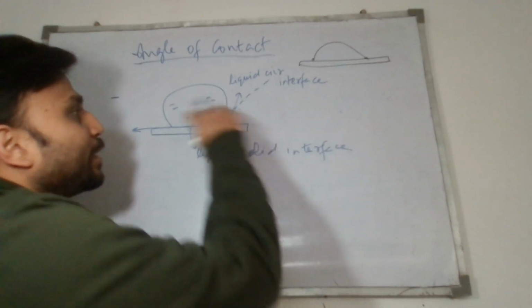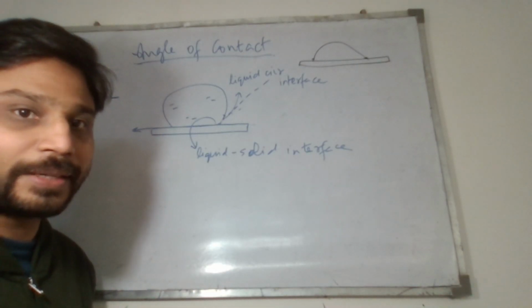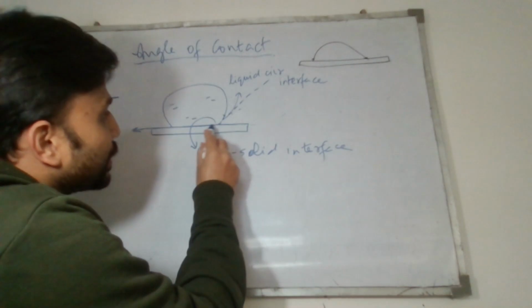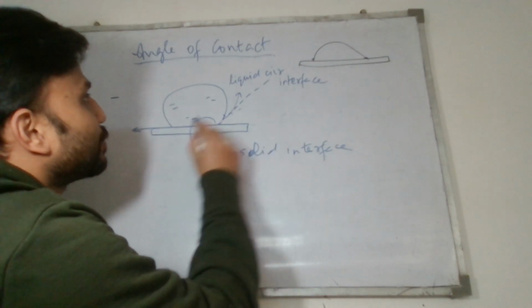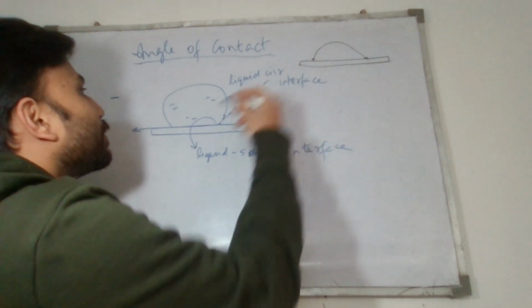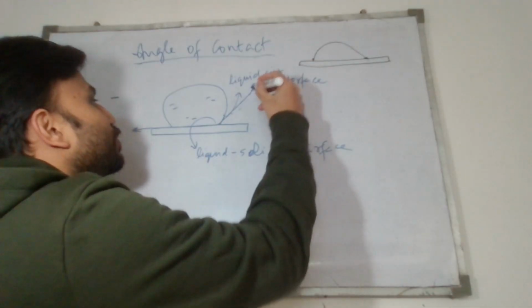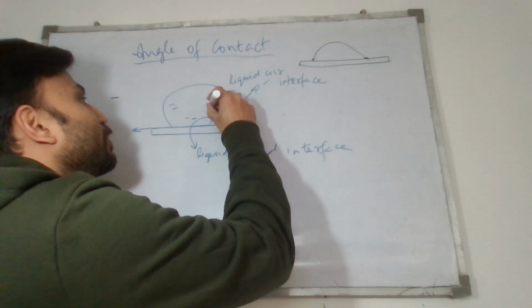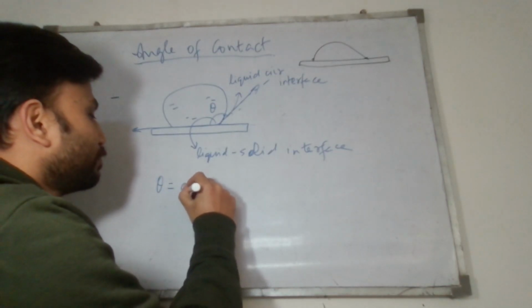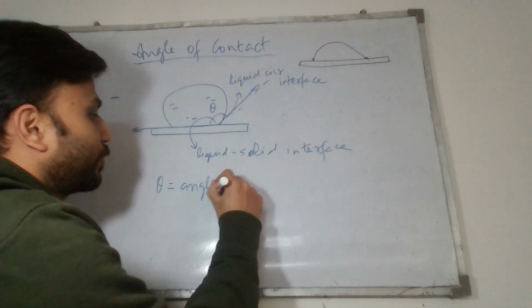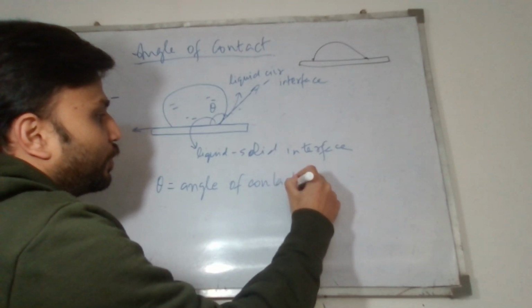So basically we need the involvement of the fluid, right? We are studying fluid mechanics. So what is the angle which the liquid-solid interface is making, and the liquid-air interface is making? The angle between these two lines is called the angle theta. This is called the angle of contact.